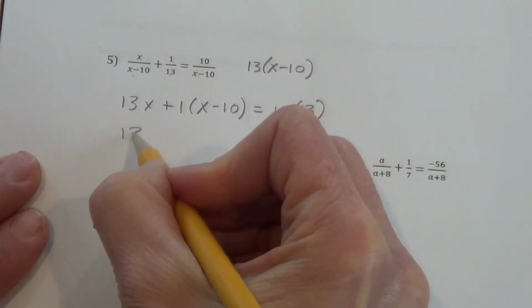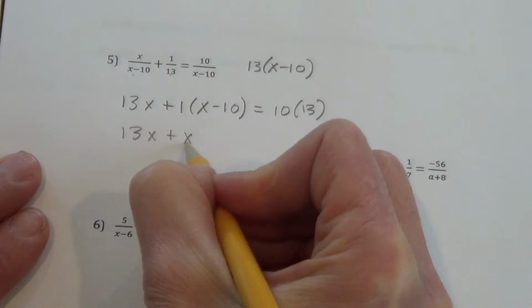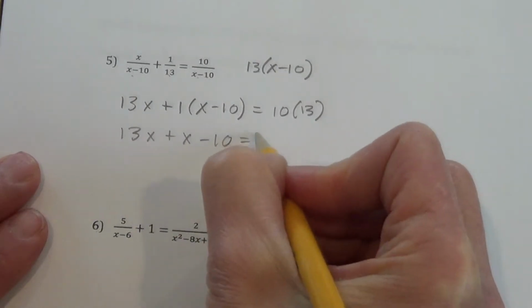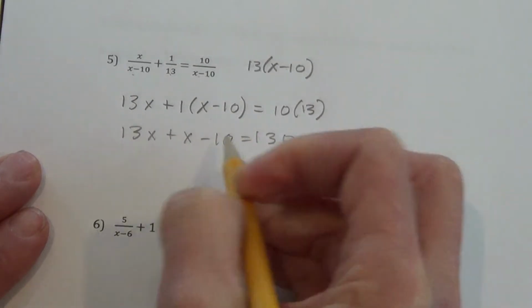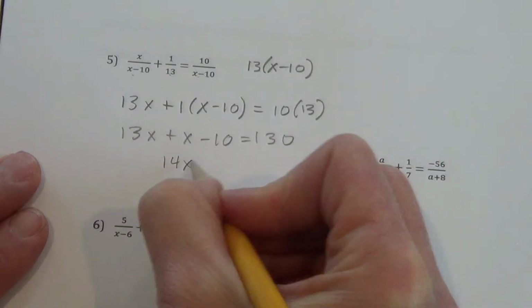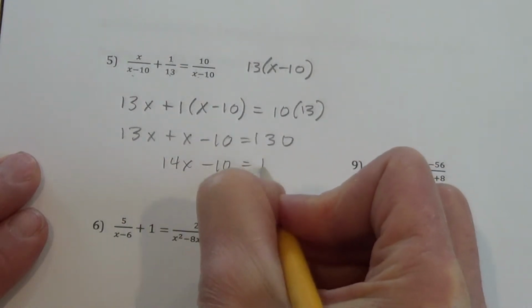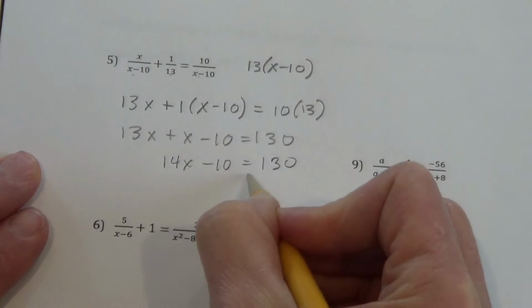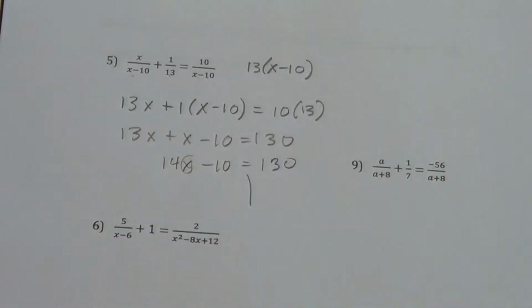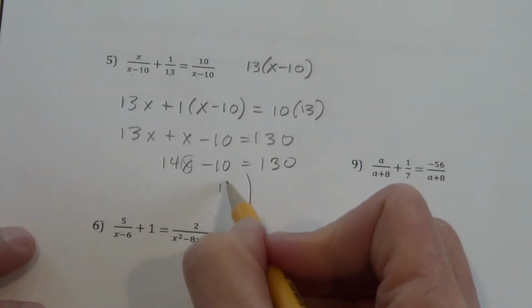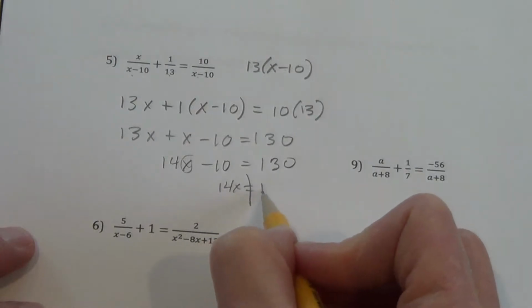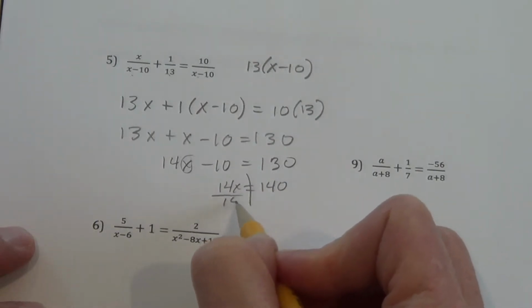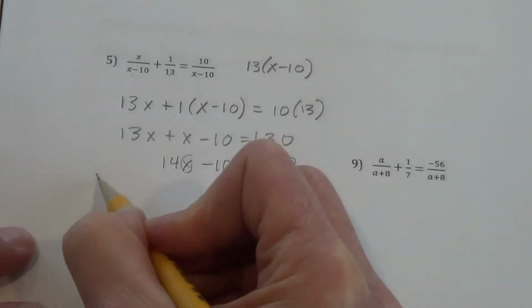So now we have 13x plus x minus 10 equals 130. Combine our like terms, 14x minus 10 equals 130. We add 10 to each side to get that creepy dude alone. We get 14x equals 140. Divide by 14, and we find that x equals 10.